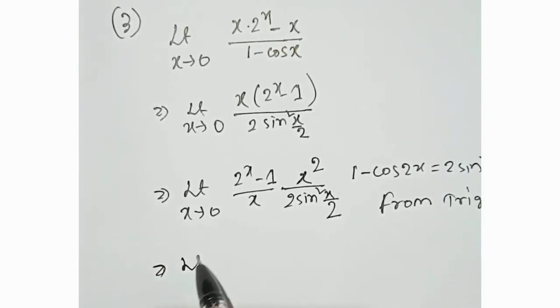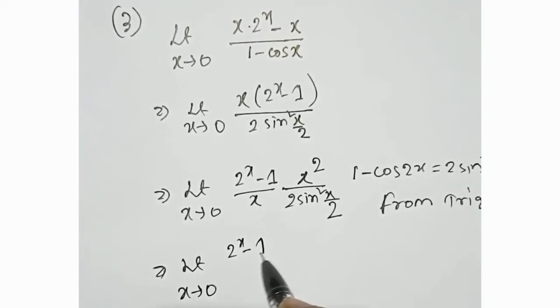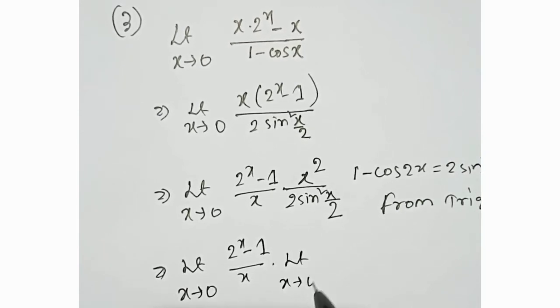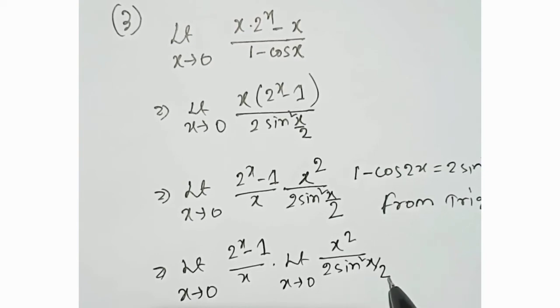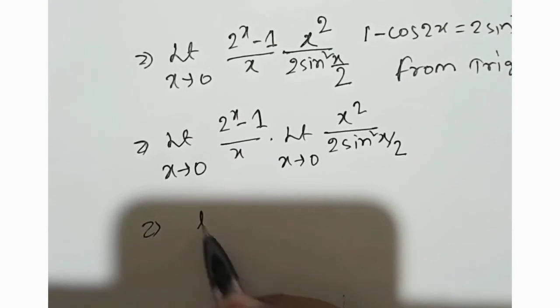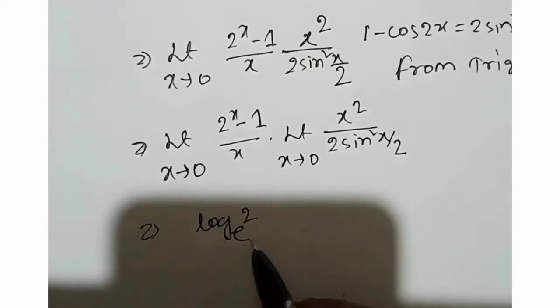So next line, limit x tends to 0, (2 power x minus 1) by x, into limit x tends to 0, we are just separating the limit, right, x square by 2 sin square (x by 2), right? So guys, this is just log 2 base e, from the limit x tends to 0 of (a power x minus 1) by x equal to log a base e. Here a is 2. So this is log 2 base e.